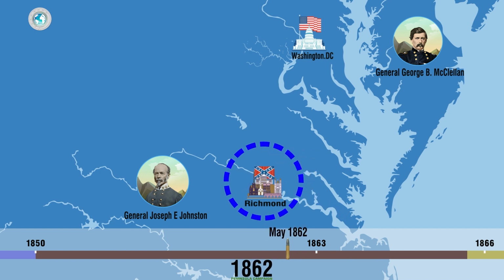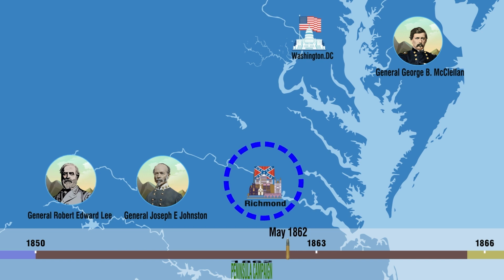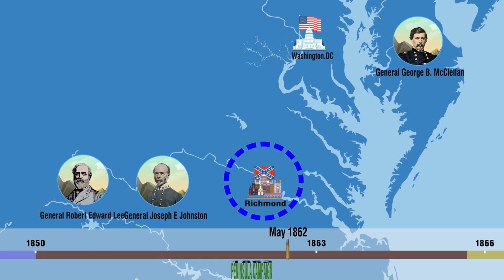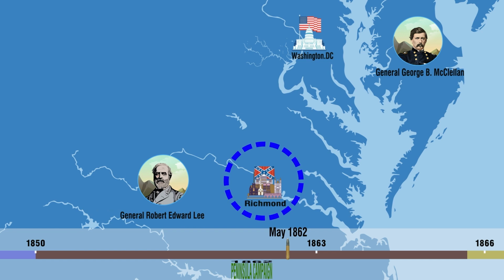May 1862, in Richmond, General Robert E. Lee, the most outstanding officer of the Confederate Army, assumed the position of overall commander, replacing General Johnston.